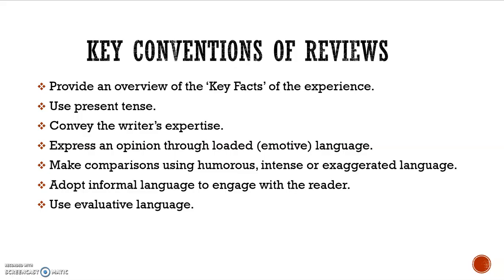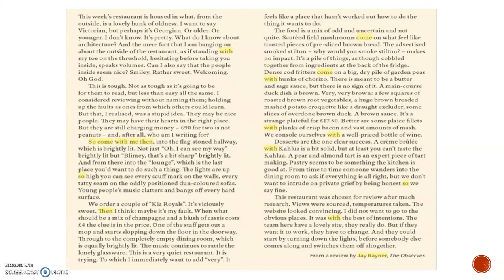And the next one is a review by J. Rayner, and in this review, the reviewer has used the first person voice for showing his feelings. For example, in the first paragraph, he says, I want to say Victorian, but perhaps it's Georgian. And a number of times he's using first person voice.